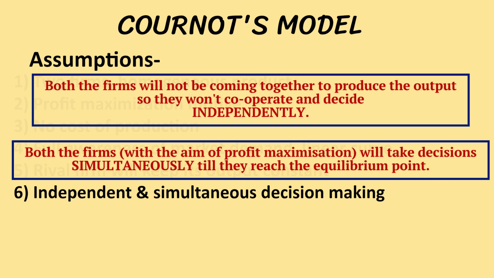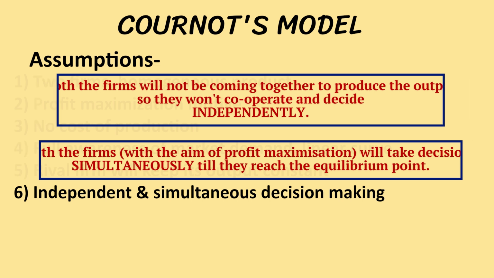In terms of simultaneously, as we all know, both the firms are here for profit maximization. So firm A will take decisions accordingly to earn maximum profits. Firm B will also do the same. So both these firms will make decisions simultaneously, and at the end they will reach a point of equilibrium, about which we'll study in the theory.